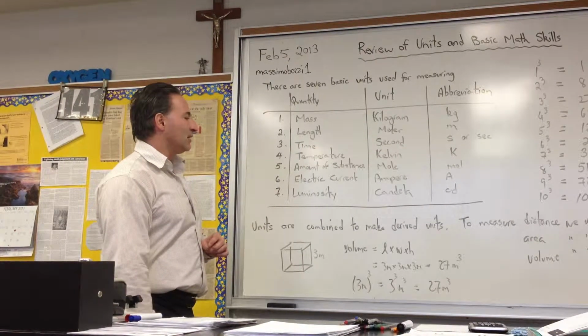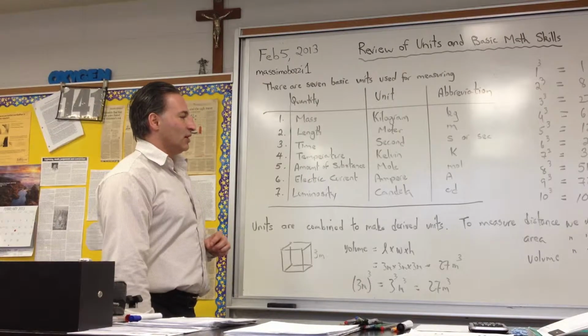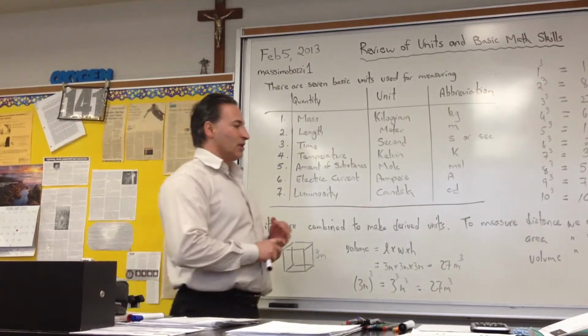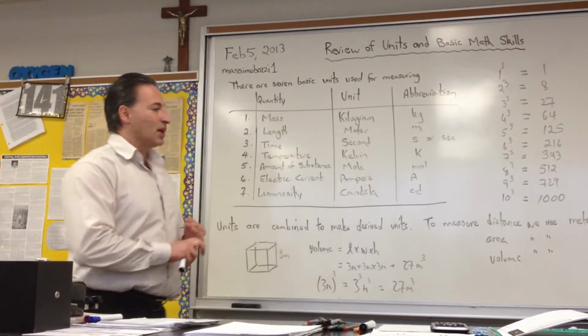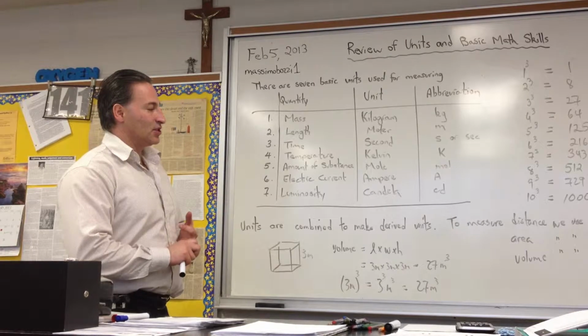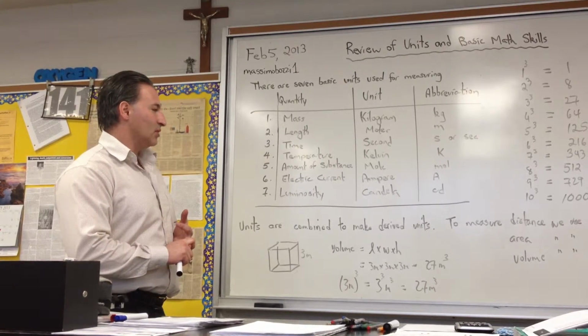The units are combined to make what are called derived units to measure, for example, distance. In a linear sense, we use meters. To measure area, we would use meters squared. And to measure volume, we would use 3 dimensions, and it comes up to units of meters cubed.